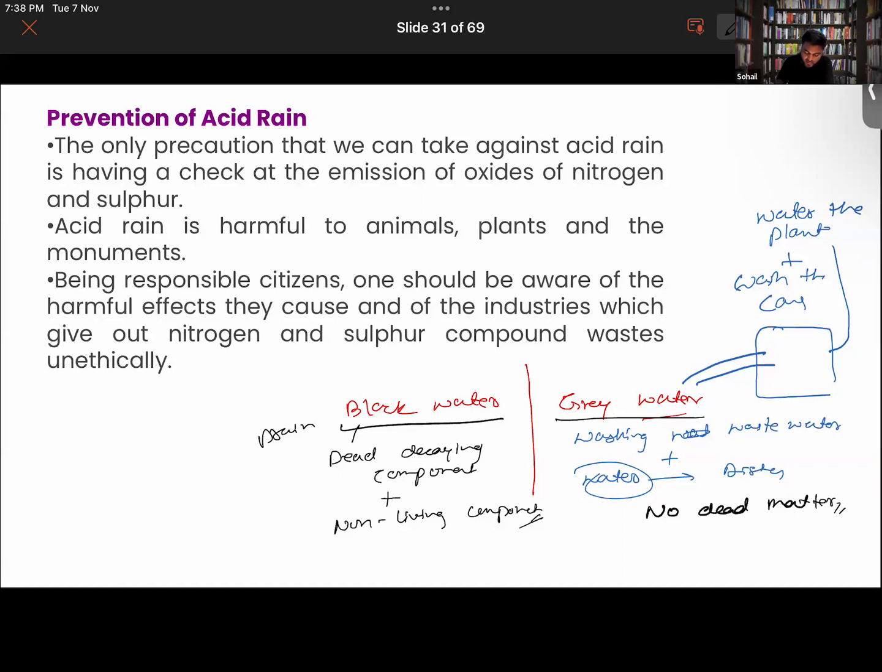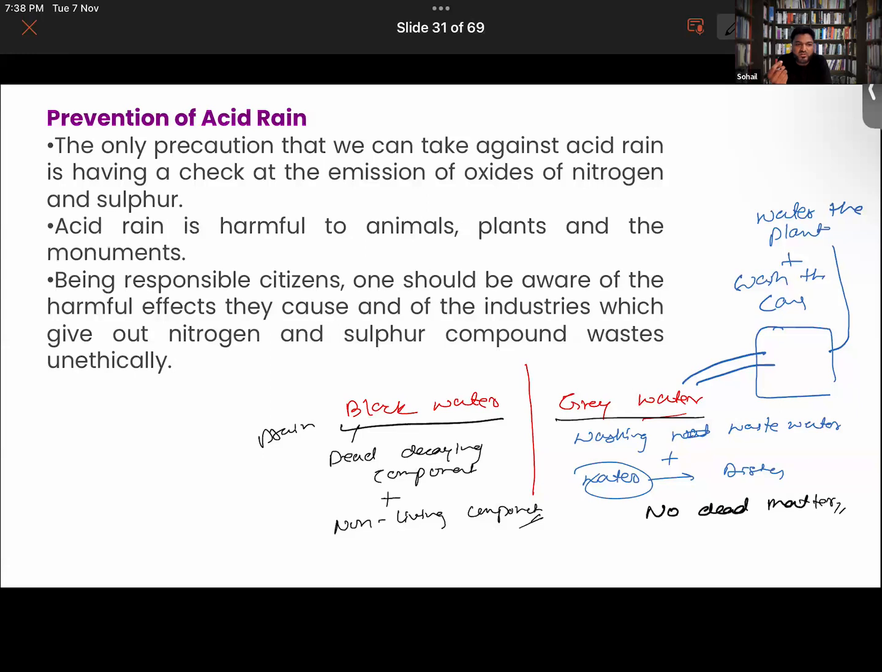And I also told you guys what is black water and what is gray water. So normally the water that flows in the drain consists of all types of pollutants in it, whether it is a dead component or a live component, right? So thereby it is black in color.